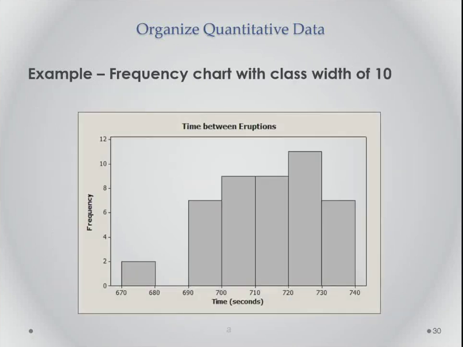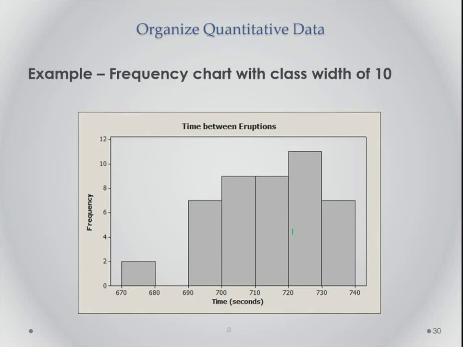So the next thing is we can do a graph. And you can see we've graphed this. We've just done our first class, 670. Now I'm not putting 679. I'm just putting the starting point for ease of use. And then we have 2 that are in here. We have 7 that are between 690 and 700. Don't have any between 680 and 690. And these are kind of big.